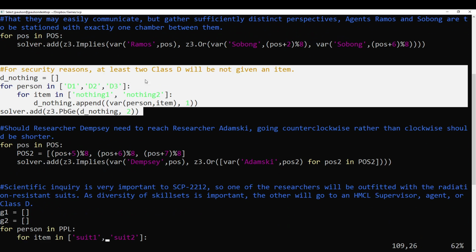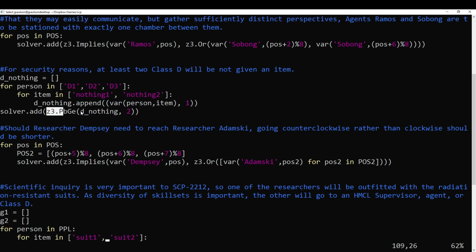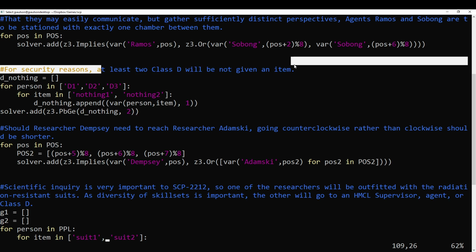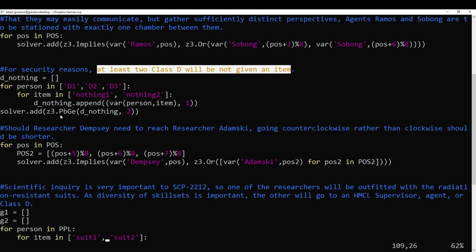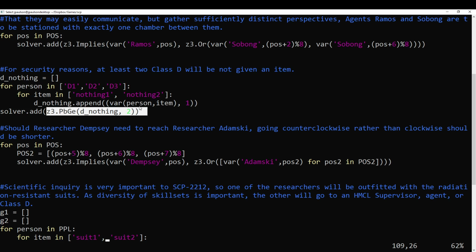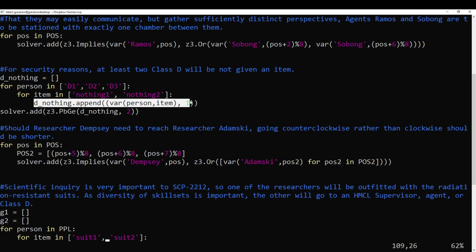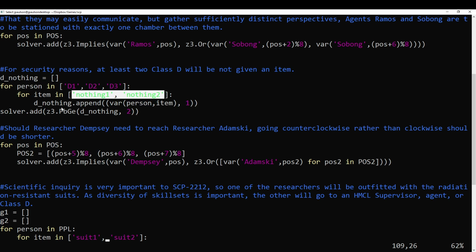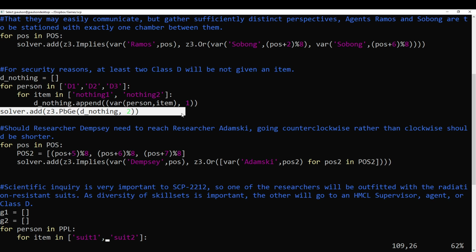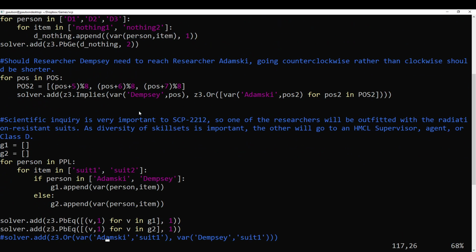2 class D personnel will not get an item. So Z3 has this way of expressing at least, although you'll notice that there's only 2 no items, so it could also be exactly. But anyway, so we collect up all of the variables which represent a class D person getting no item. And this means like at least 2 have to be true. GE is greater than or equal to. So that's that constraint.